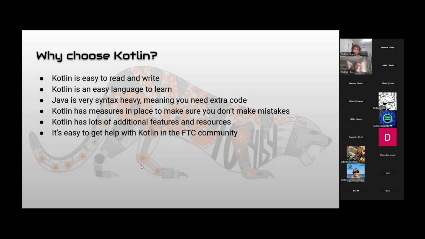Kotlin is very easy to read and write, like I said earlier. Java is a little more verbose than Kotlin. So Kotlin's syntax is much easier to understand and more intuitive, and it's also easier to read once you've already gotten code written. It's easy to learn because of that too. And like I said, Java is more syntax heavy, so you need more extra code for the same code in Java. You could write it in less lines in Kotlin.